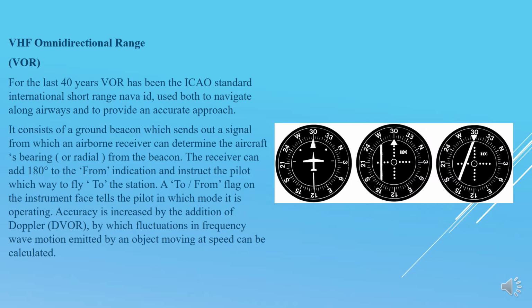The receiver can add 180 degrees to the from indication and instruct the pilot which way to fly to the station. A to-from flag on the instrument face tells the pilot in which mode it is operating. Accuracy is increased by the addition of Doppler, DVOR, by which fluctuations in frequency of wave motion emitted by an object moving at speed can be calculated.